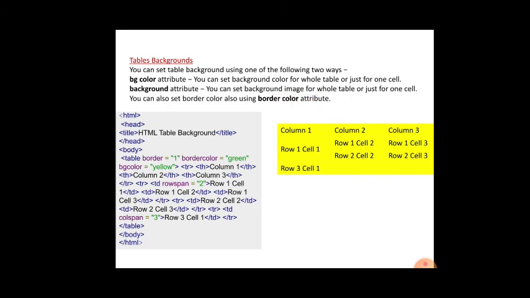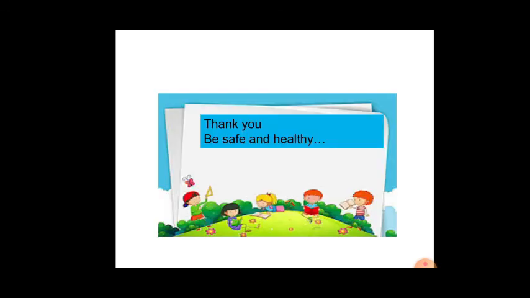You can set borders also, that is the bordercolor attribute. For a table there are three things. One is to change the color of the table, and the other one is to add an image to the table. Third is to give a border to the table.